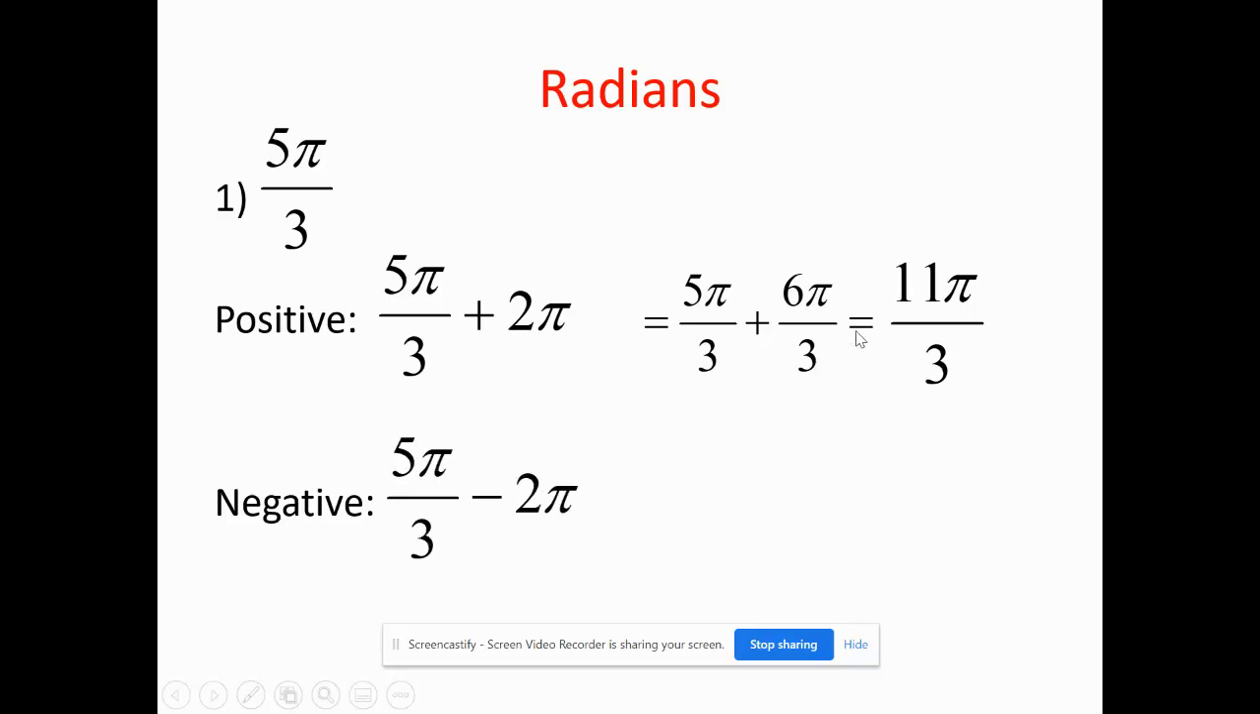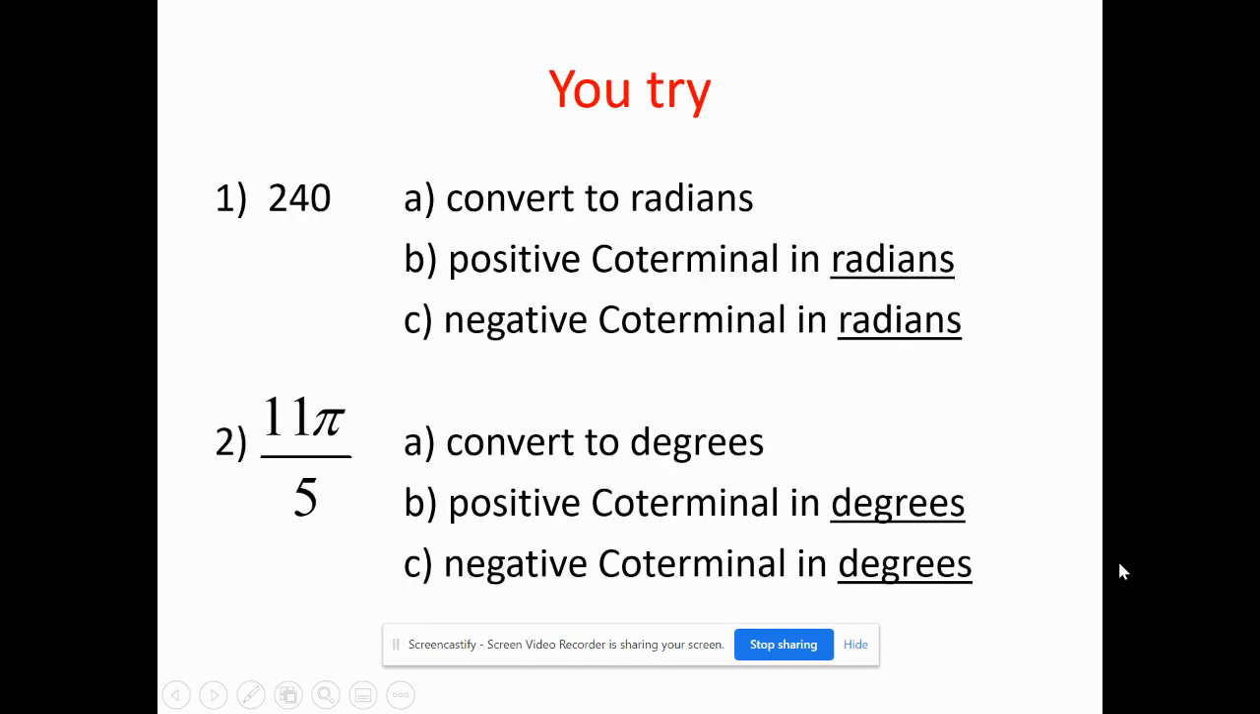Negative, subtract the whole circle. I already did the common denominator work, so really I could have jumped right here with a negative sign in the middle. Subtract the tops. I got a negative answer. Negative pi over 3 is a negative coterminal answer in radians for that same spot on the unit circle.